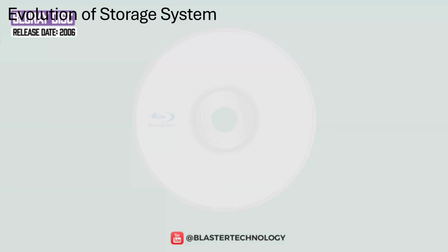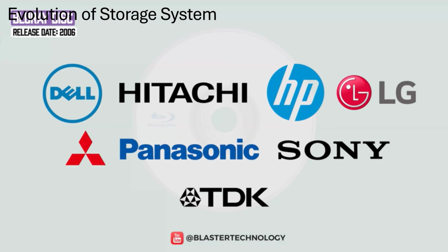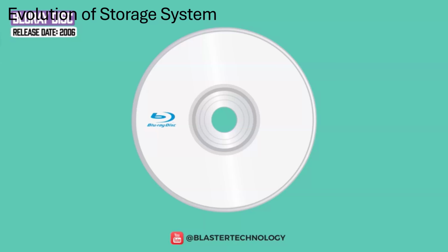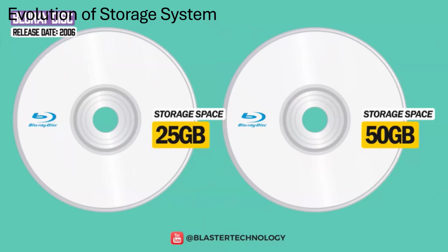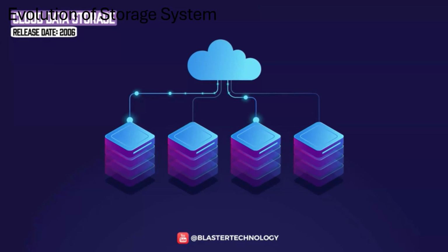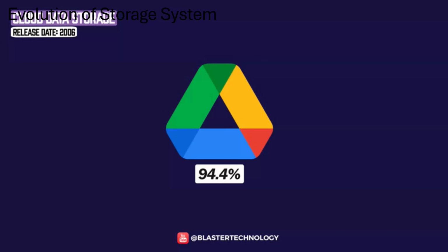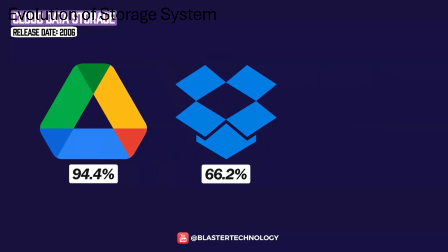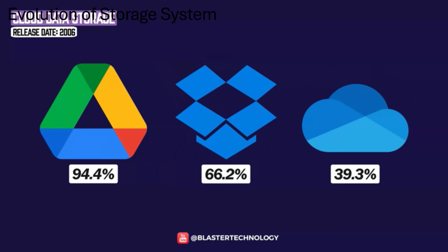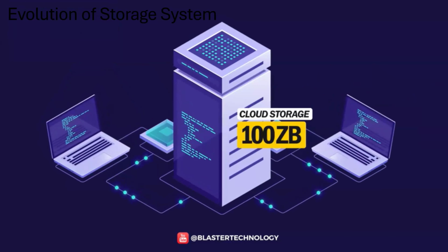In 2006, Dell, Hitachi, Hewlett-Packard, LG, Mitsubishi, Panasonic, Sony, and TDK developed Blu-ray disc, a high-definition data technology. A Blu-ray disc can store 25 gigabytes or 50 gigabytes of data. The concept of cloud computing really began to be discovered in 2006 when Amazon launched AWS, Amazon Web Services. Google Drive is the most used cloud storage service in the world with a percentage of 94.4%, followed by Dropbox with 66.2% and OneDrive with 39.35%. By 2025, there will be over 100 zettabytes of data storage in the cloud.